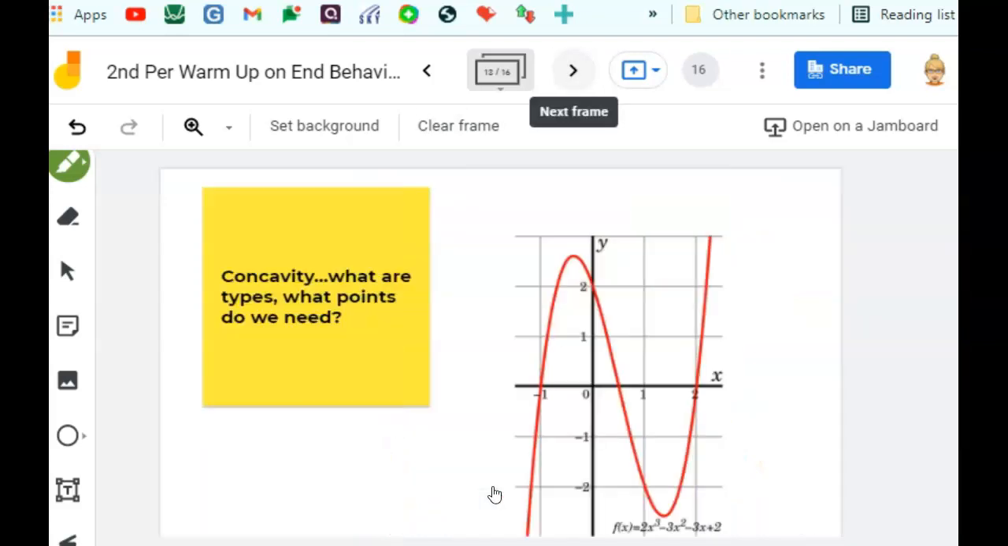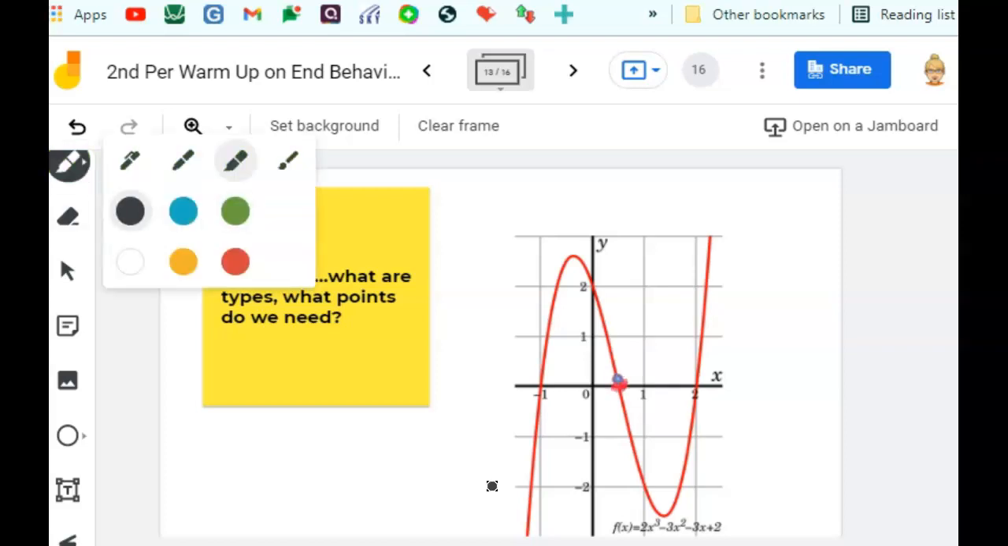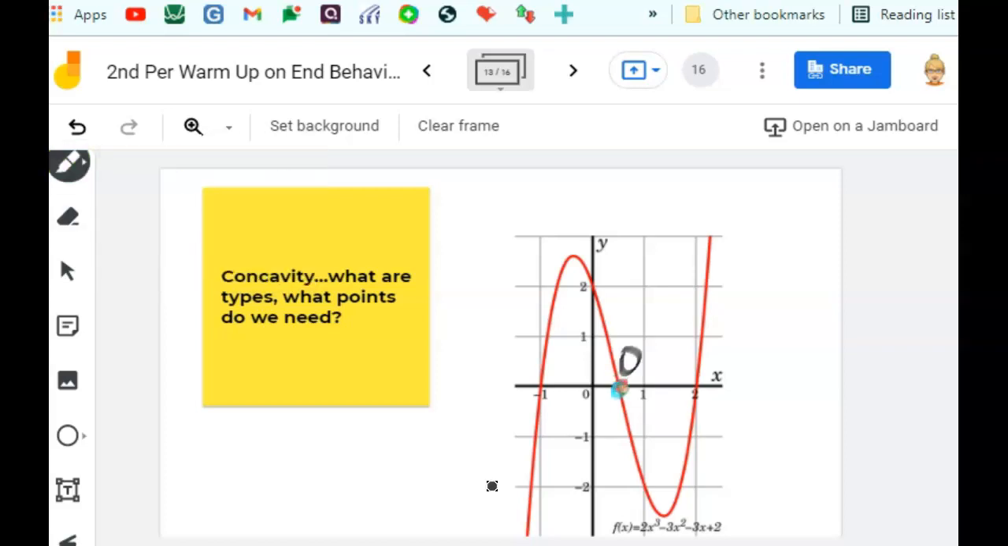All right, and then finally, concavity. This is what we did yesterday. What point do you need to be able to do concavity? You need the inflection point, and I will give you the inflection point on the quiz. So that looks like a good choice. Let's call that 0.5, 0. We'll call that the inflection point. So where is it concave up? Which side of that is it concave up like a cup?